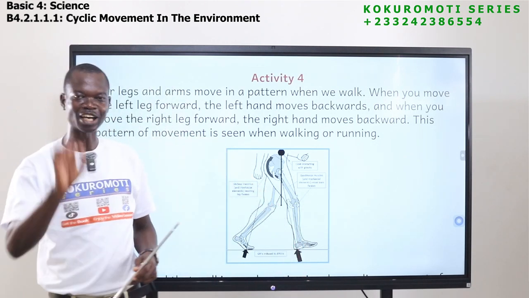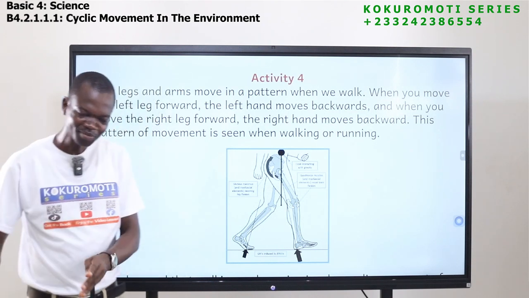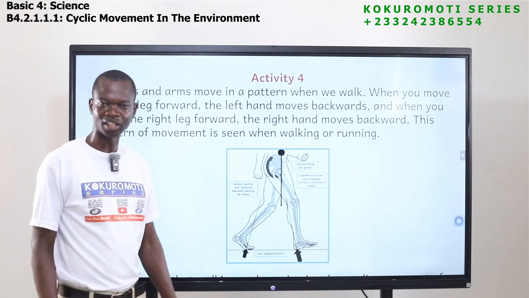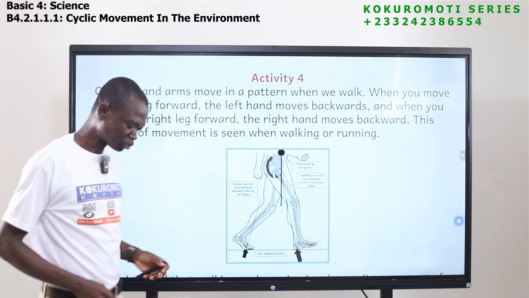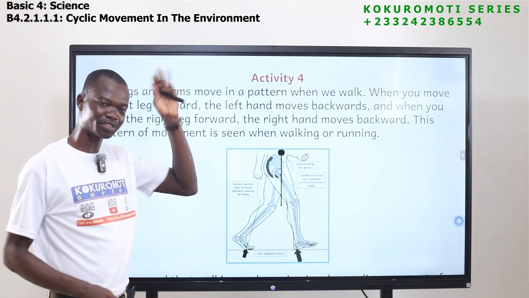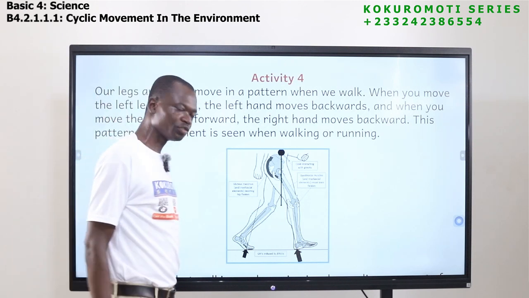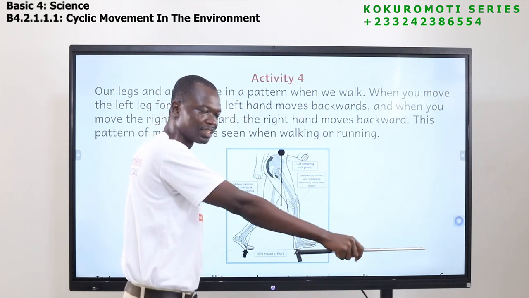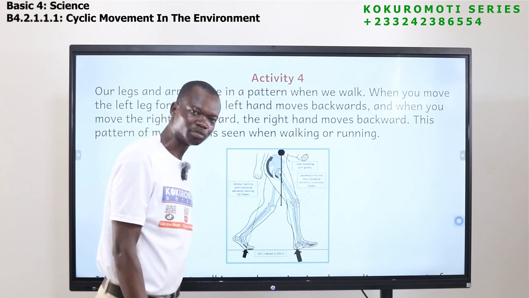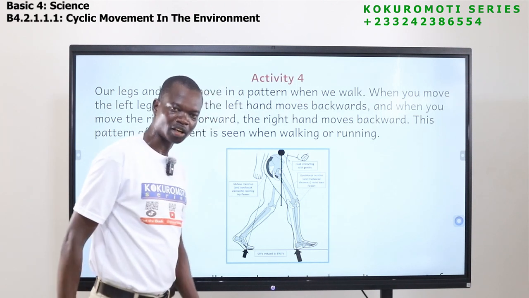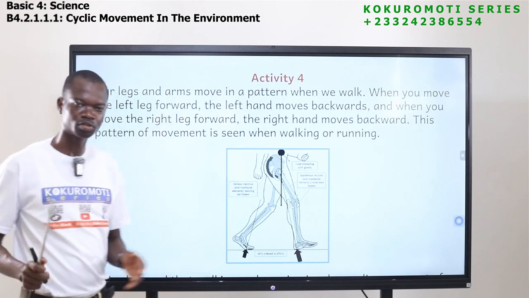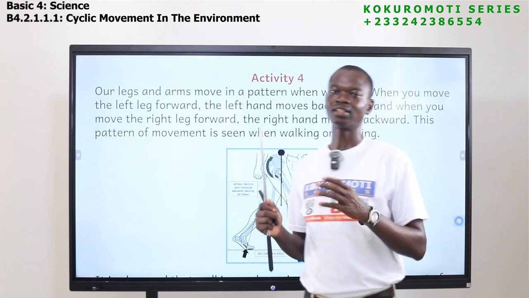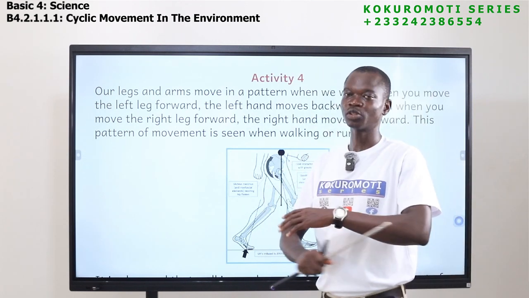After this lesson, or you can pause and do it, walk from where you are sitting to the door and check how your legs and your hands move. Anytime you move the left leg forward, the left hand will move back. Anytime you move your right leg forward, the right hand will move back. Anytime the right hand goes forward, the left leg will go back. Okay, so that is what we should know. Our body movements, when we are walking or running, this is what happens. And it happens to everybody.